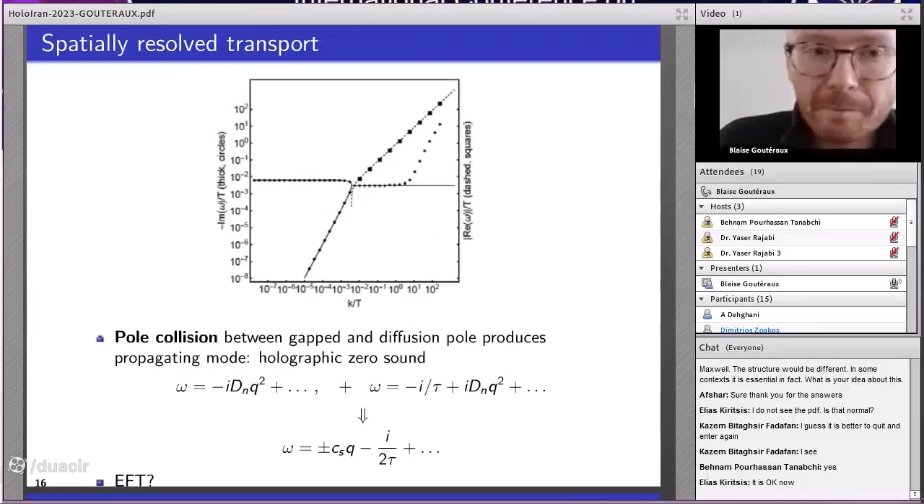Going further, if we turn on the wave number, then we see that there's a pole collision between this gapped pole that I was just mentioning and the diffusion pole. When this collision occurs, at some non-zero value of the wave number, this produces a propagating mode, which is precisely an example of this holographic zero sound that I was mentioning in the introduction. And so the goal now is to obtain the effective field theory of this collective excitation.